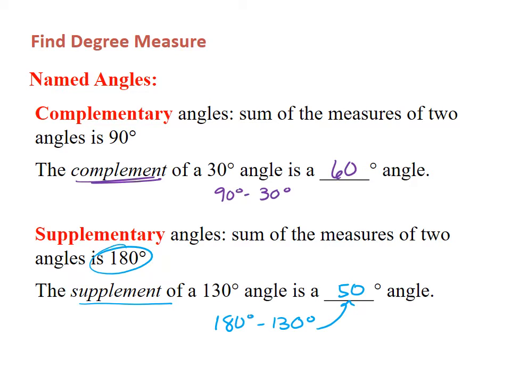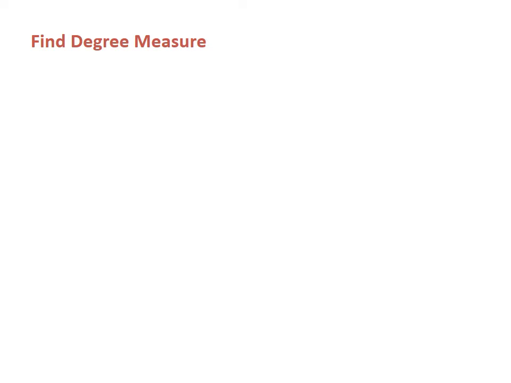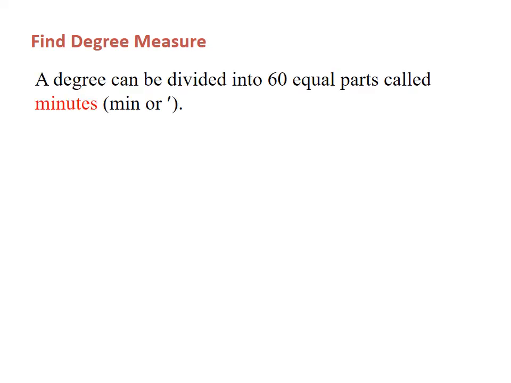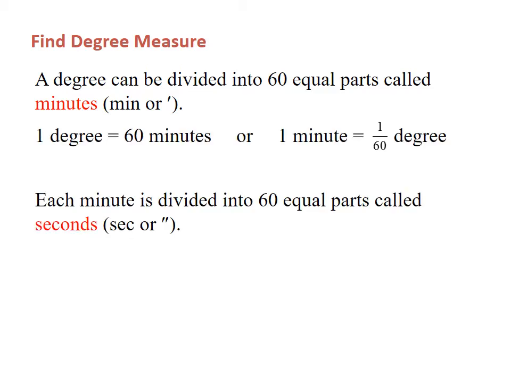So we're going to continue with finding degree measure, but now we're going to see something that might be relatively new to you, and it's going to be degrees, minutes, and seconds. So a degree can be divided into 60 equal parts called minutes. So 1 degree is equal to 60 minutes. On the other hand, 1 minute is 1/60th of a degree. And we can break things down even further. A minute is divided into 60 seconds, which is all very similar to time.